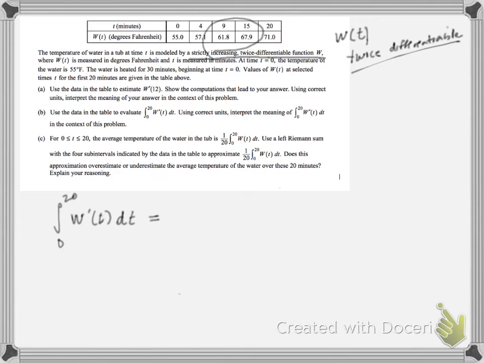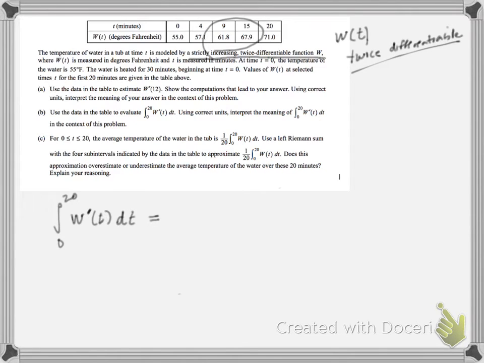Okay, B states, use the data in the table to evaluate the integral from 0 to 20 of W prime of t dt. Using correct units, interpret the meaning of the integral from 0 to 20 of W prime of t dt in the context of this problem. So when you integrate a derivative, then you're going to get the original function in a sense. So in this context, it's a little different, but the interpretation means the same thing. So I'm integrating W prime of t, I should get W of t.